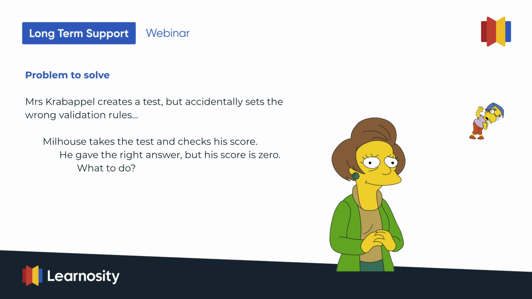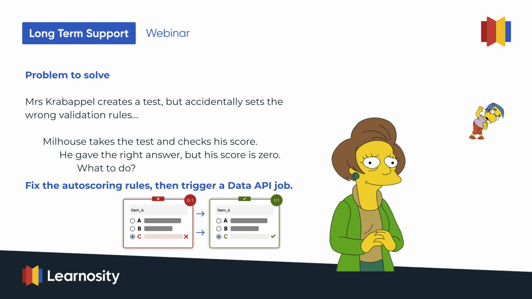So we have a scenario. Mrs. Crabapple has created a test, but she accidentally sets the wrong validation rules. Milhouse takes the test, checks his score, and he sees that he did give the right answer, but his score is 0. What does he do? Well, what we can do now is Mrs. Crabapple can fix the auto scoring rules and then trigger a data API job, so we can see that although Milhouse got answer C incorrect on the bottom left, he now gets C correct. He didn't need to resit. It all happens in the background once you trigger a data API job.